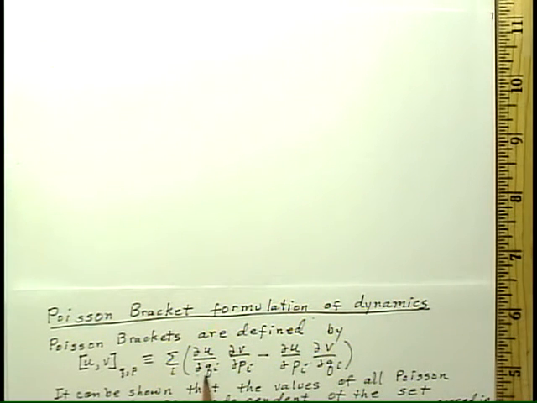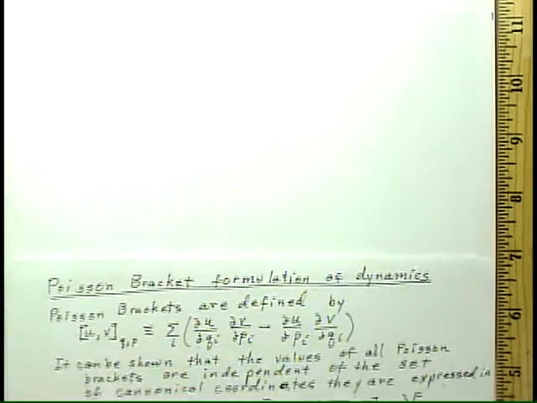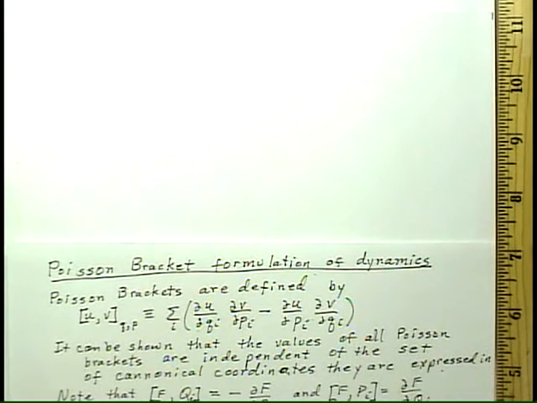The summation over i occurs over all generalized coordinates, and there must be, as you recall, exactly one generalized coordinate q for every generalized momentum p in the Hamiltonian formulation. And it can be shown that the values of all Poisson brackets are independent of the set of canonical coordinates in which they are expressed. In other words, if we go to another set of canonical coordinates, and you recall that canonical coordinates are a set of coordinates for both the generalized coordinates and the generalized momenta for which Hamilton's equations hold, then we can always express these in terms of Poisson brackets.